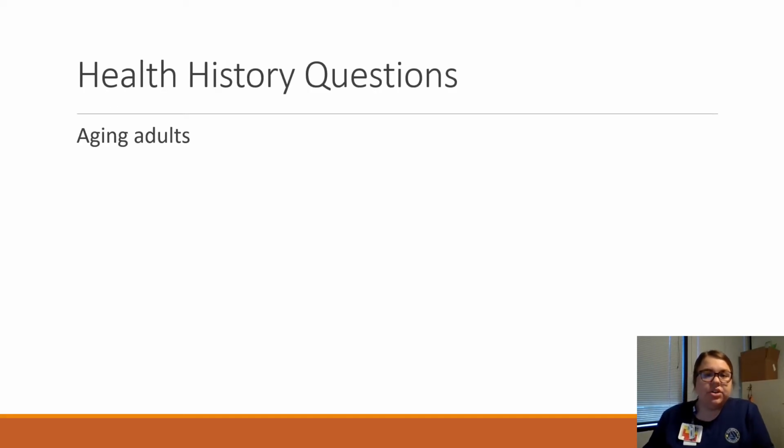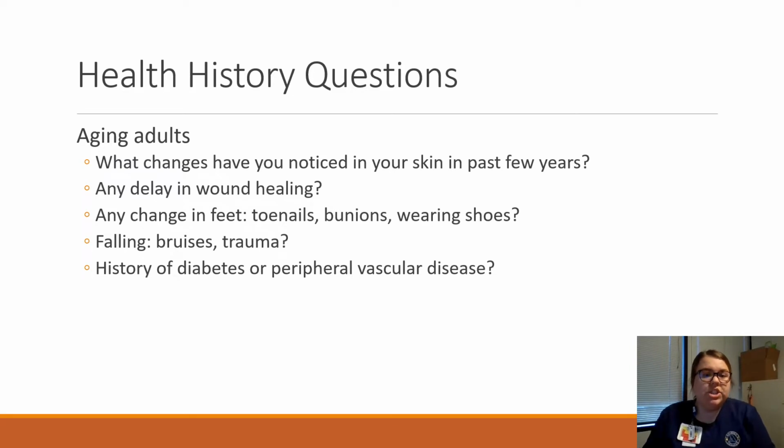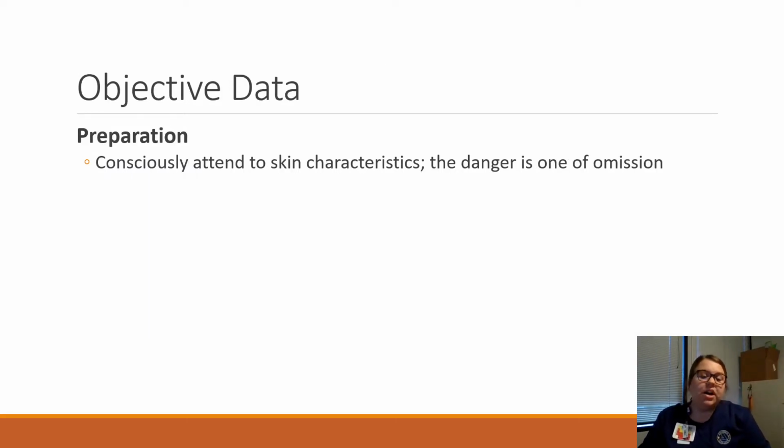Now for aging adults, I want to ask some more specific questions. What changes have you noticed in the past few years? Do you have a delay in wound healing? Do you have any changes in your feet, such as toenails, bunions? What about their shoe wear? What do they wear? If they're falling, do they have bruises or trauma? And also, what caused them to fall? Do they have a history of diabetes or any peripheral vascular disease? So for subjective or objective data, we need to prepare.